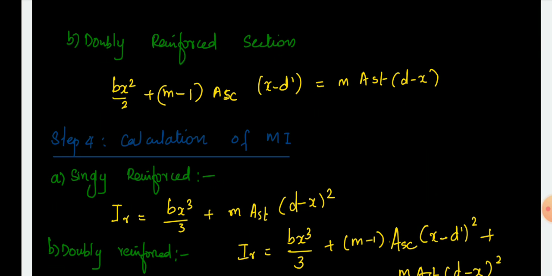That is b x square by 2 plus m minus 1 into Asc into x minus d dash is equal to m into Ast into d minus x, where Asc is the area of compression steel and d dash is the effective cover. The next step is to calculate the moment of inertia. For singly reinforced section, Icr is given by the first equation, and for doubly reinforced section, the crack moment of inertia Icr is given by the second equation.